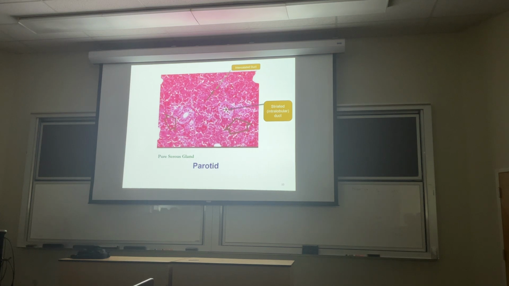And these intercalated ducts are going to get larger, and as they get larger, like here, and kind of pale staining in the cytoplasm, we call them now striated ducts or intralobular ducts, meaning they're still in the lobule.